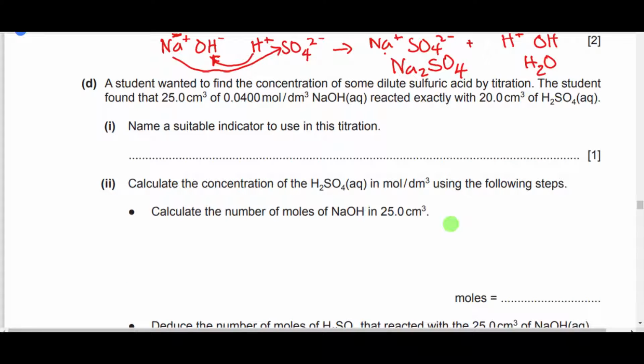The next question says, a student wanted to find the concentration of some dilute sulfuric acid by titration. The student found that 25 cm³ of 0.0400 mole per dm³ aqueous sodium hydroxide reacted exactly with 20.0 cm³ of aqueous sulfuric acid. Name a suitable indicator to use in this titration.